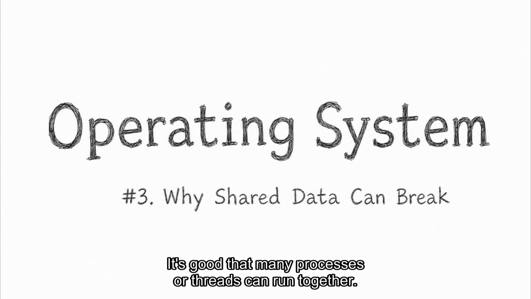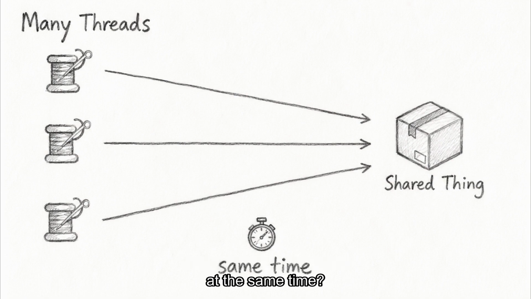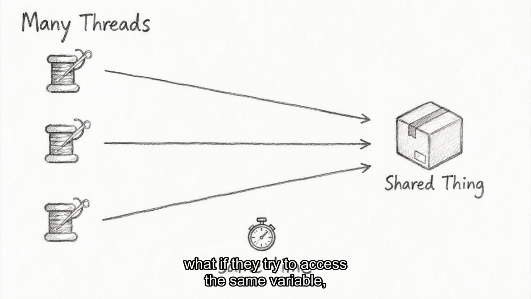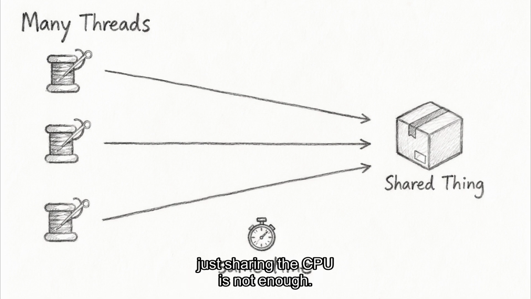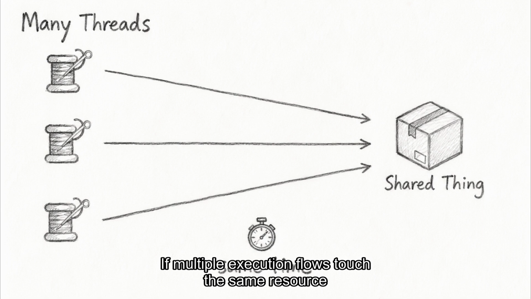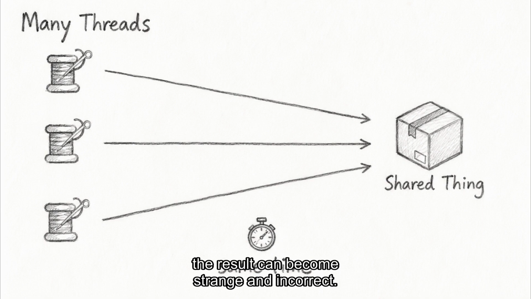It's good that many processes and threads can run together, but what if they try to use the same resource at the same time? For example, what if they try to access the same variable, the same file, the same memory space, the same database value, or the same device at the same time? At this point, just sharing the CPU is not enough. If multiple execution flows touch the same resource at the same time, the resource can become strange and incorrect.